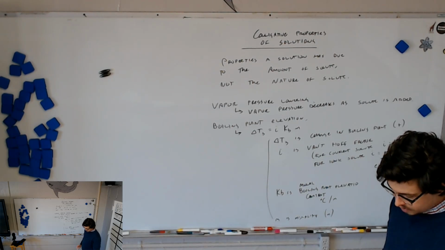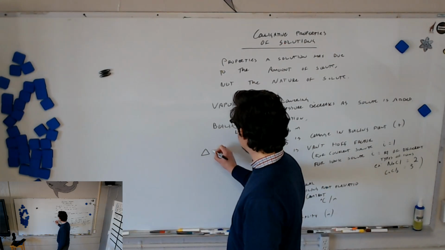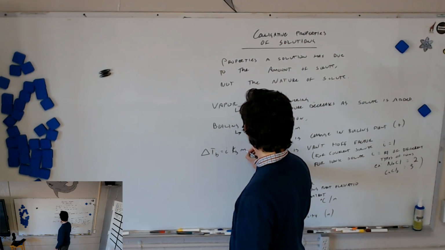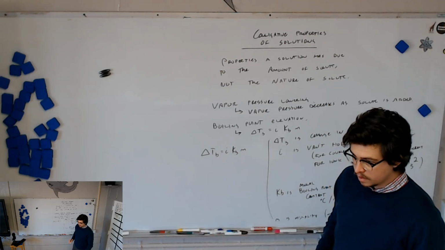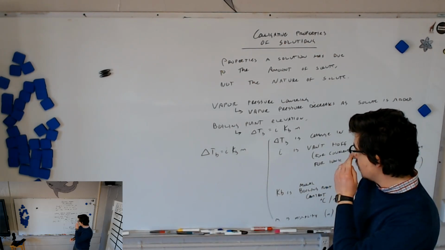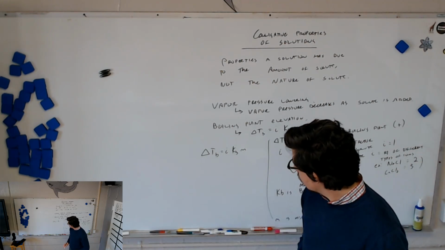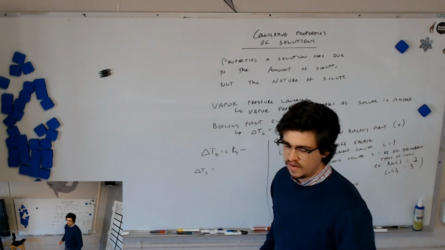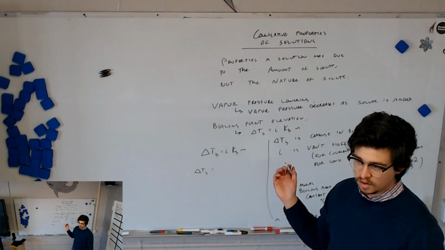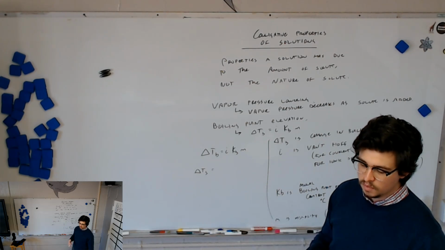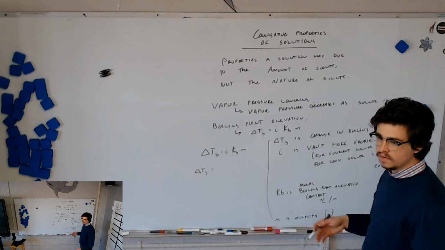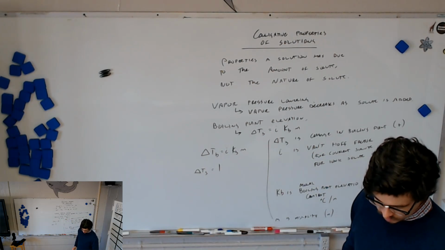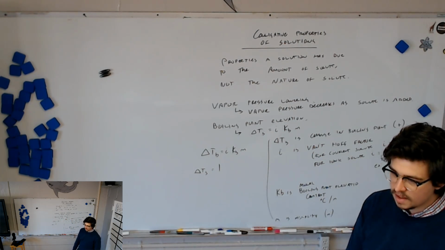So we're going to write our equation first. Delta T sub B equals i K sub B. We're trying to find delta T sub B, so we don't need to manipulate. What's the Van 't Hoff factor? Well, it's non-electrolyte, so it's covalent, and it's non-volatile, which means we can use this equation. So the Van 't Hoff factor is 1. Easy. And it's unitless.